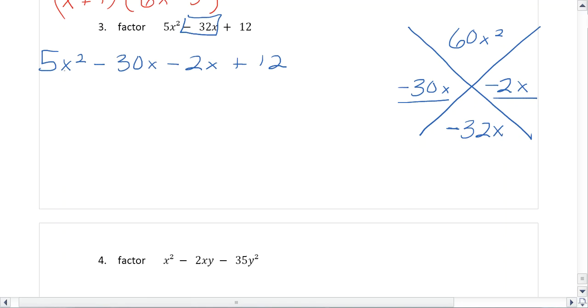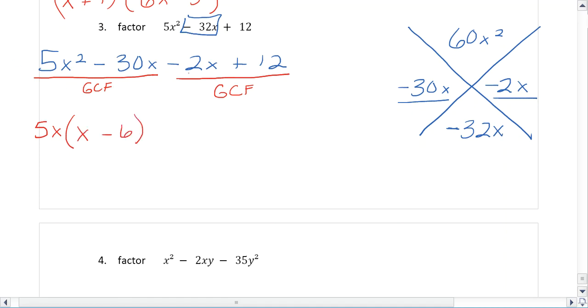So then I have 5x squared minus 30x minus 2x plus 12. And then once again, we group them. We group the first two together and do the GCF. We group the second two together and do their GCF. These two both share a 5 and they both share an x, leaving me x minus 6.